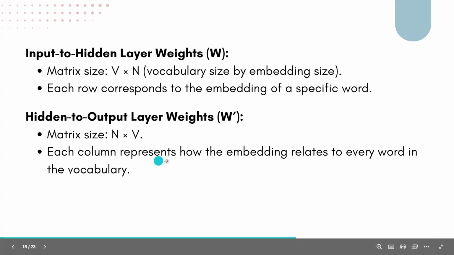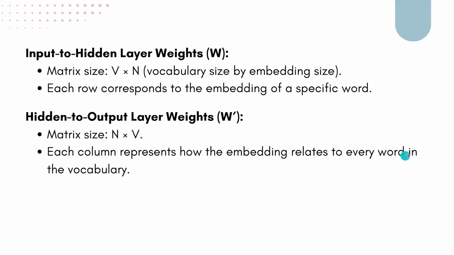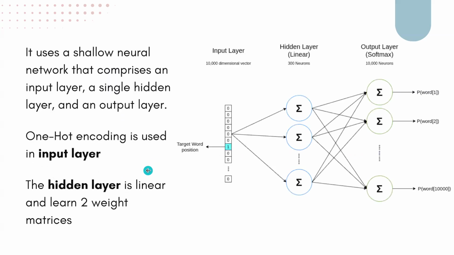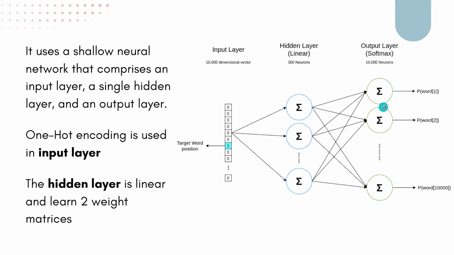And then each column represents how the embedding relates to every word in the vocabulary. We are trying to predict the probability of these words. So we are basically trying to predict the probabilities of these words being found near our target word. So these are context words, and the fed word is called the target word.